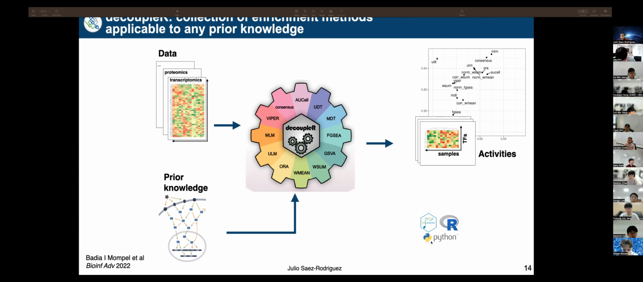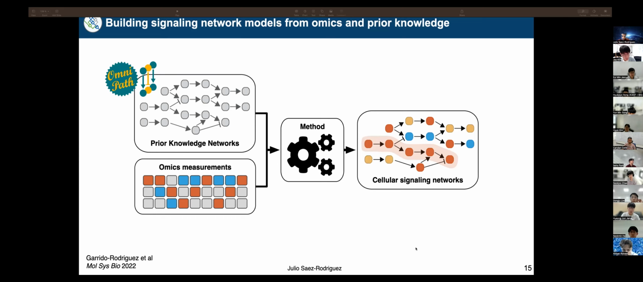It's available in a Bioconductor package, but also in Python as part of this scverse environment. In particular, the Python version is very fast, so it works very well for single-cell RNA data. So that's a bit of how we think of extracting features from omics data to get these footprints of processes of interest.